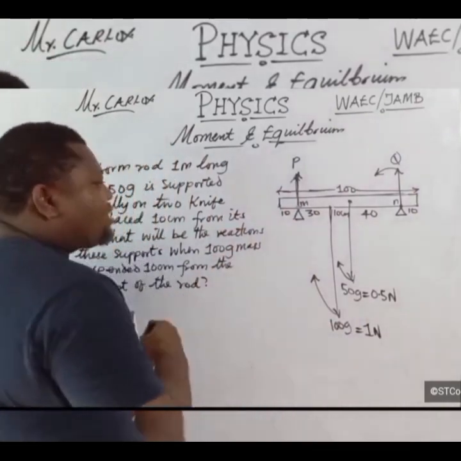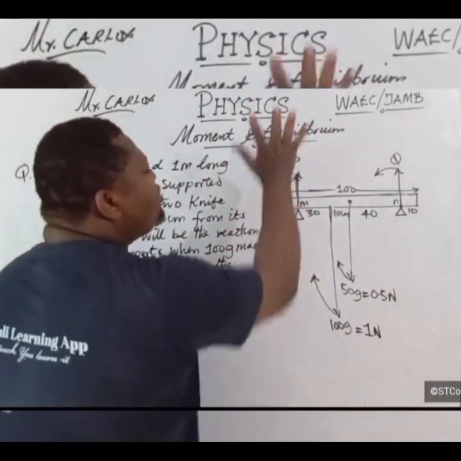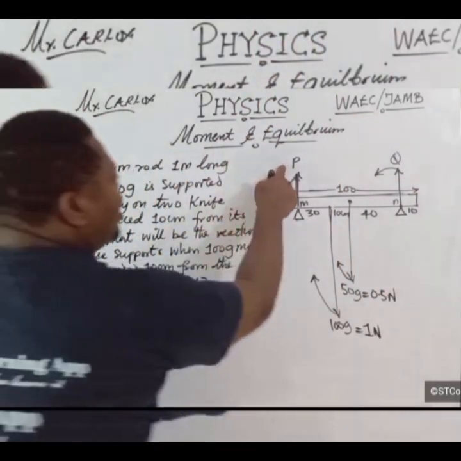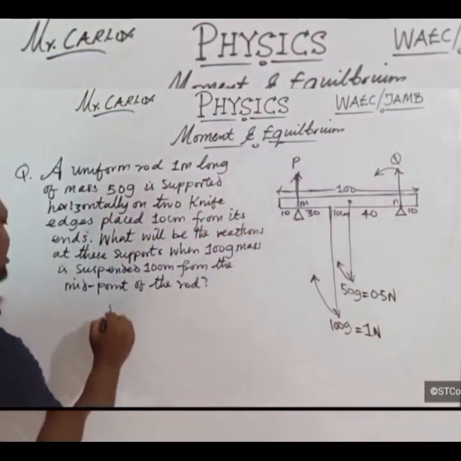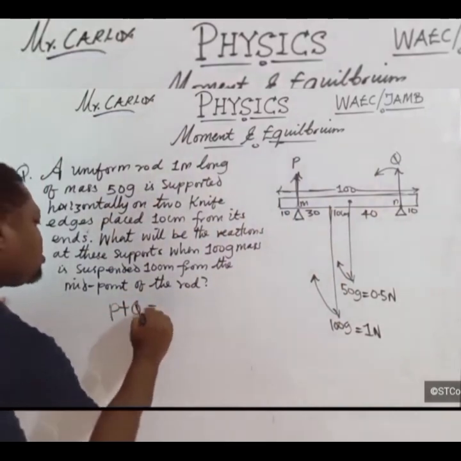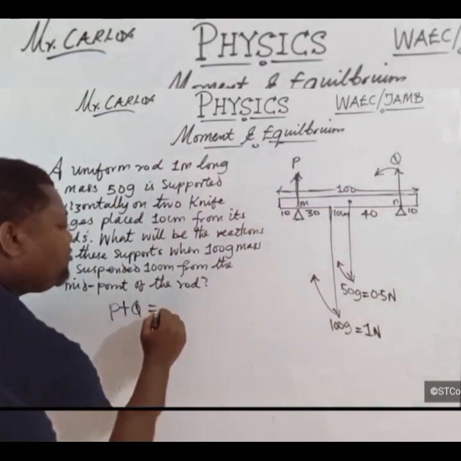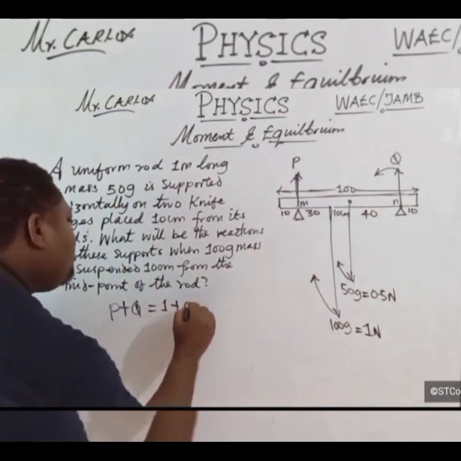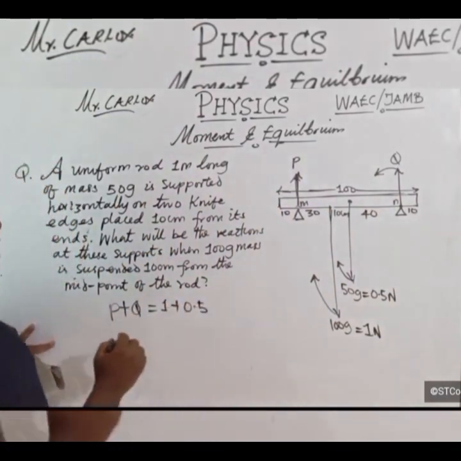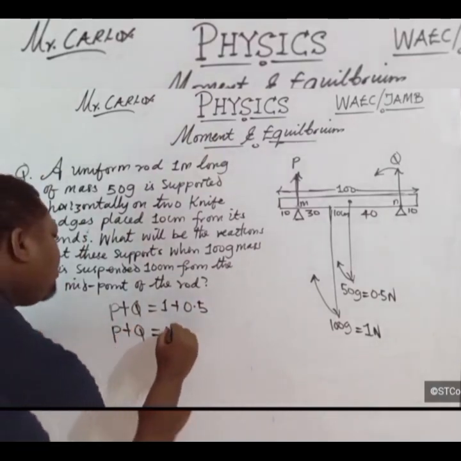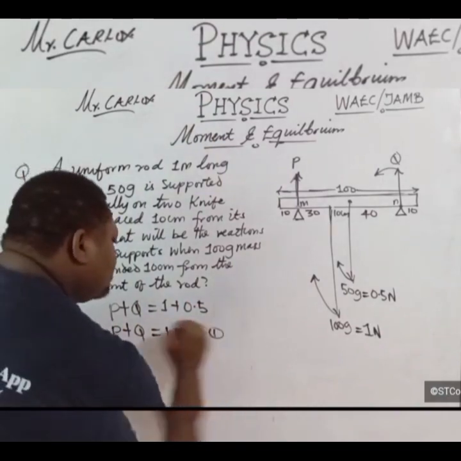Then let's compare the first law. The first law says that upward force is equal to downward force. It means that this force plus this force, P plus Q, is equal to this plus this, which is 1 plus 0.5. So P plus Q is equal to 1.5. That is the first equation that you must know.